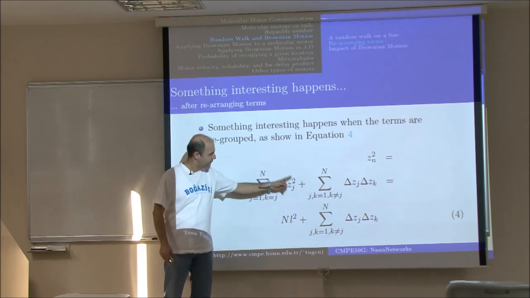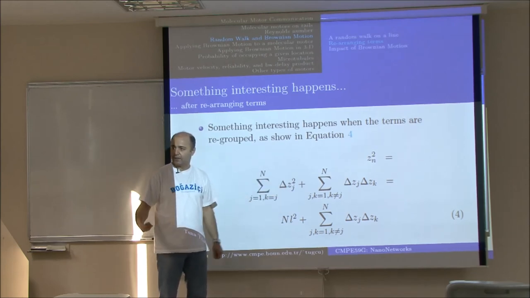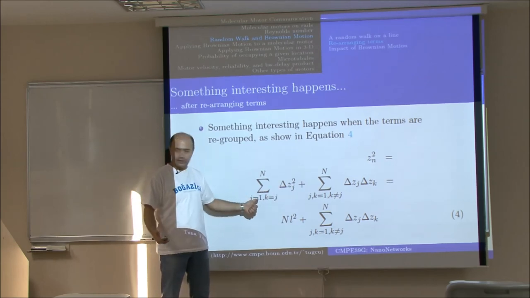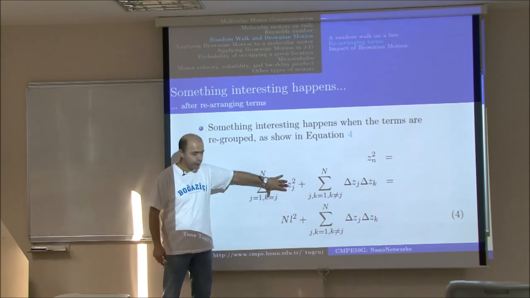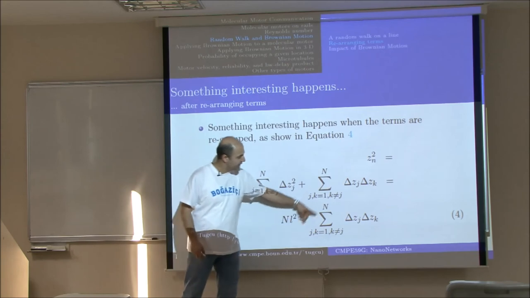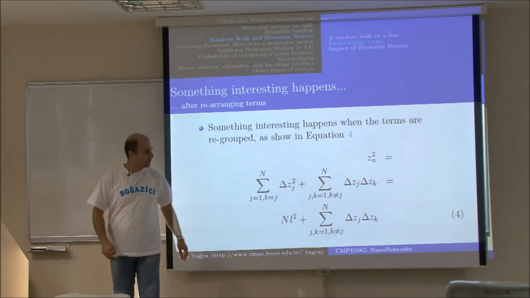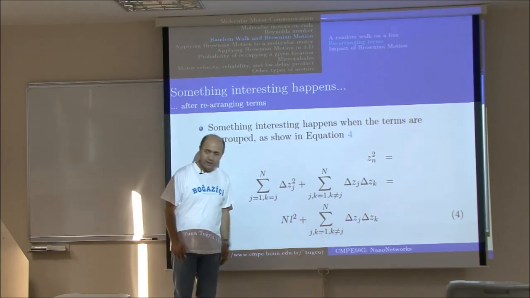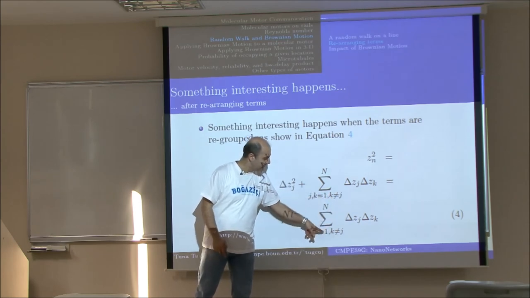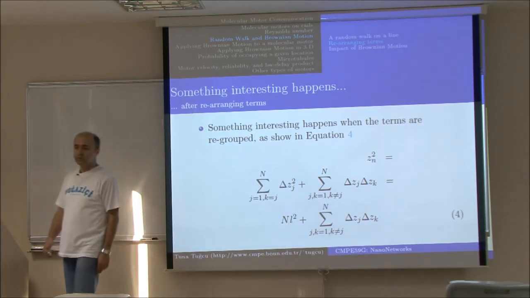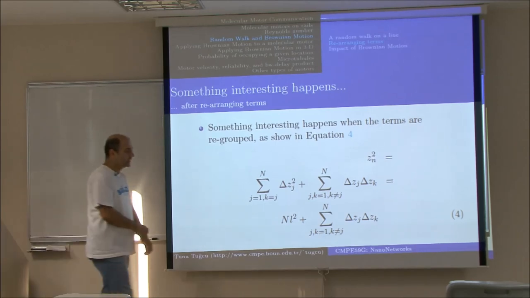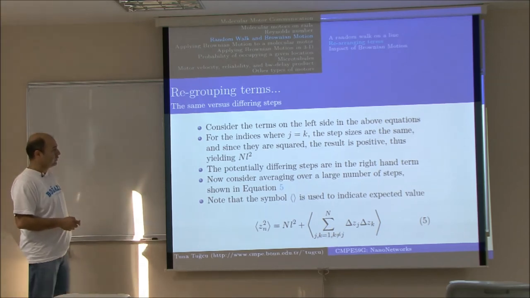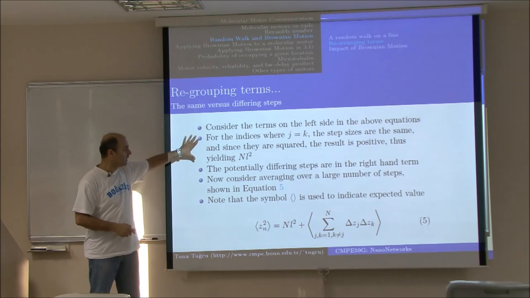But this zj was, remember, positive L or minus L. Square it, it's L square. And you have n of them. So it is n times L square for the first term, plus the second term. So zn square is equal to nL square plus the sum of zj times zk, where j and k are different. Now, when they're different, sometimes they're positive, sometimes they're negative. So this is explaining that nL square part.